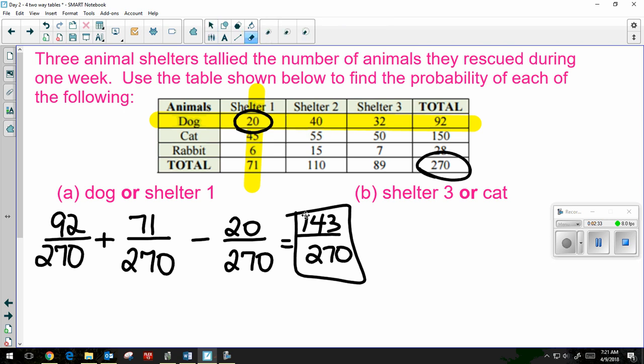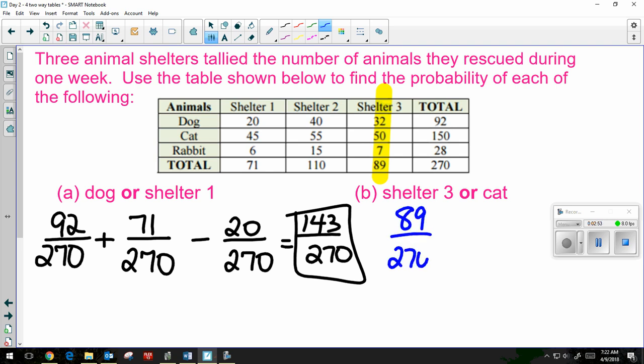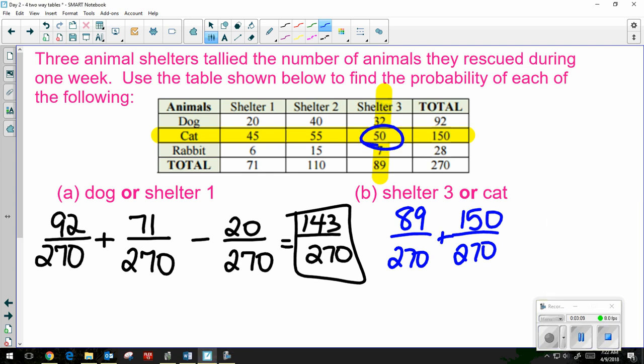So let me erase what I have up here so we can do part B with the same method of highlighting. So I want to know shelter 3 or a cat. So let's take a look at shelter 3. Here's shelter 3. So I have 89 out of 270 plus the cat. So if I go across this way, the cat probability is 150 out of 270. And then remember, you have to subtract this overlap, so minus 50 out of 270.